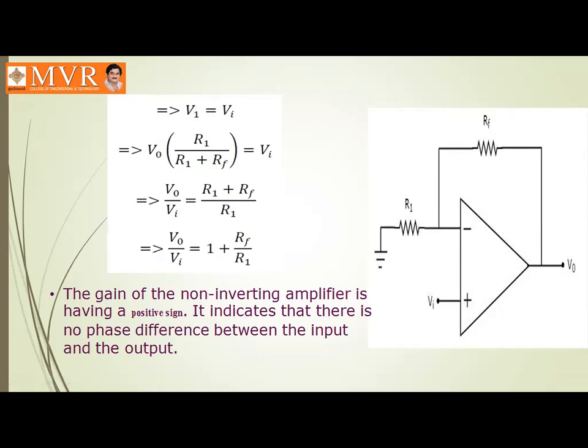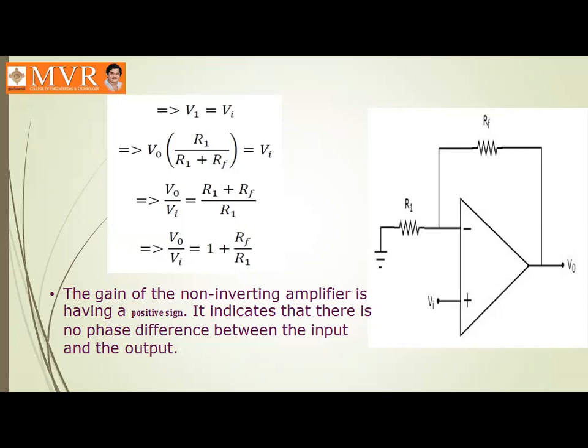From this also we can write, as well as we can write how we have written in the inverting amplifier. In the same manner we can write, no problem. If you solve that equation, then we are going to get V naught by Vi is equal to 1 plus Rf by R1. So here you can observe the main thing is that the gain is equal to 1 plus Rf by R1.